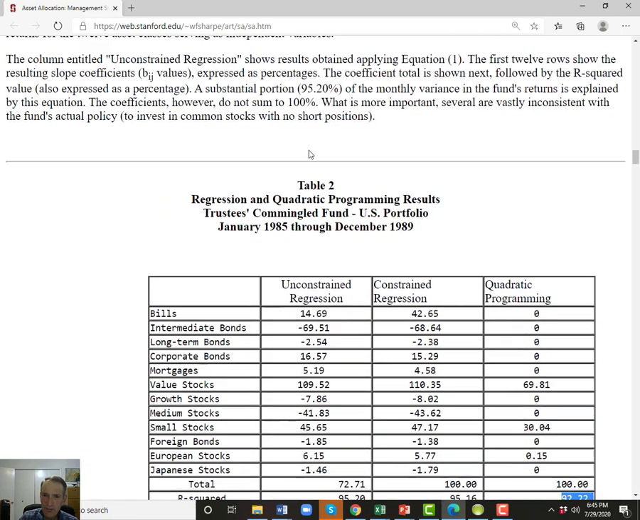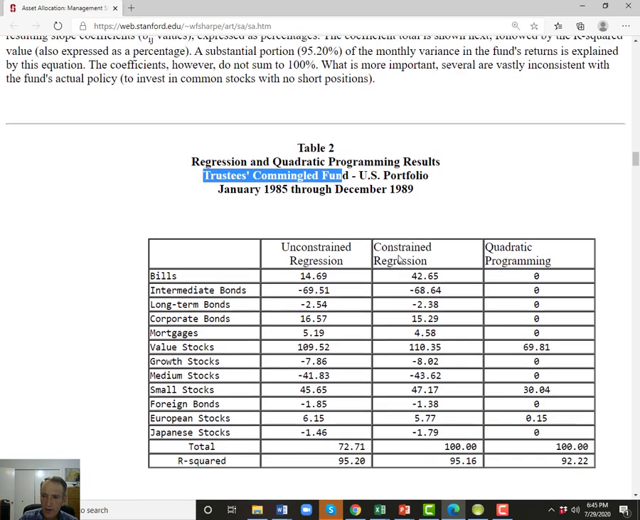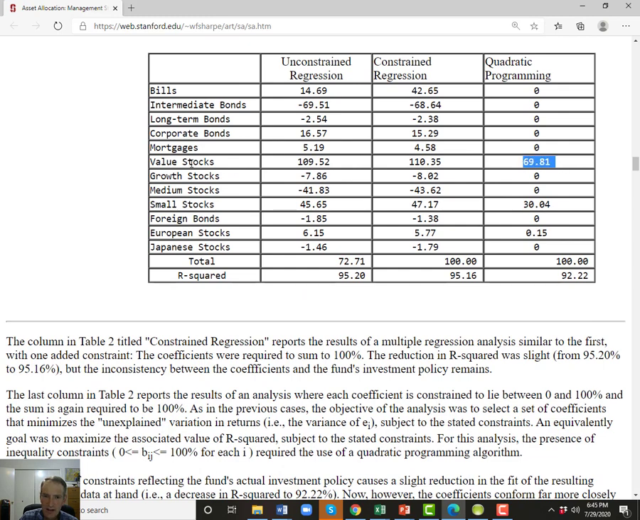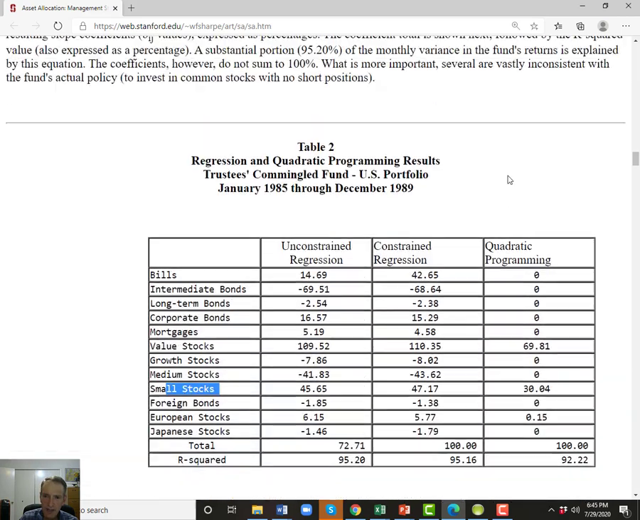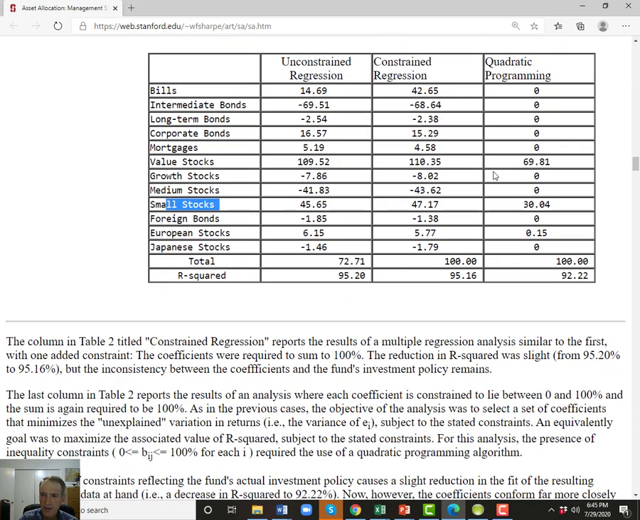So what is this fund manager doing, this trustee commingled fund? Well, it's 70% U.S. large value stocks and 30% U.S. small company stocks. Now, he did not break small company stocks between value and growth. My guess is that if he had done that, we probably would have found this to be 70% large company value stocks and 30% small company value stocks. This is probably a value portfolio. We'll talk about what that means, so don't worry if you don't know what a value stock is. We'll talk about it later.